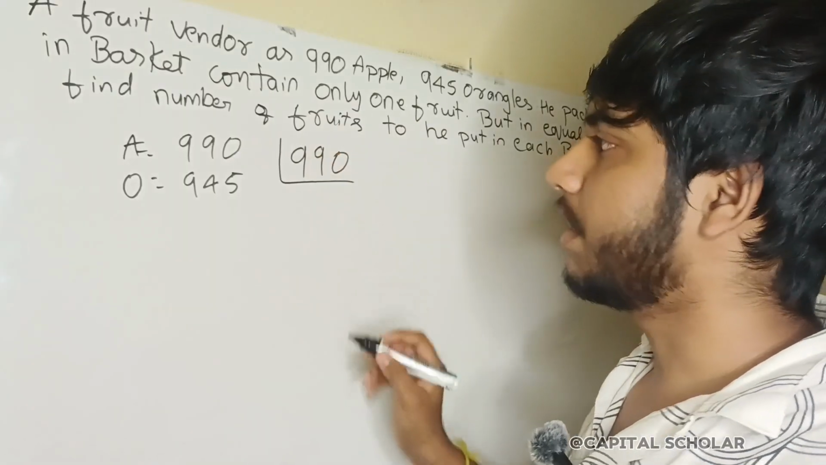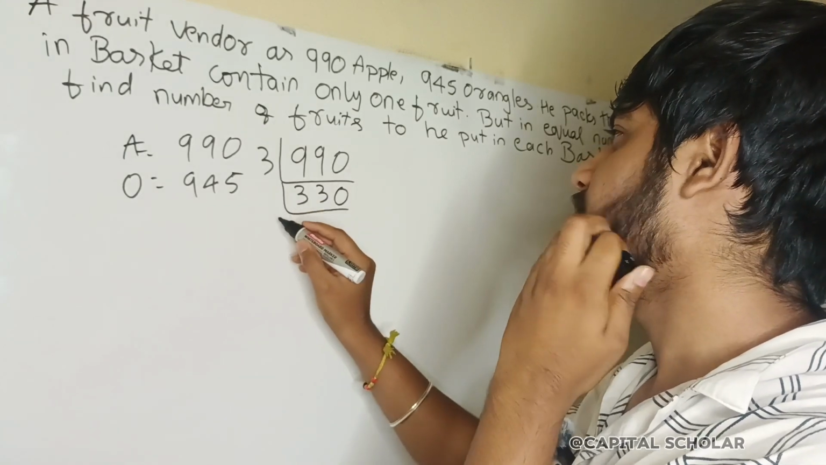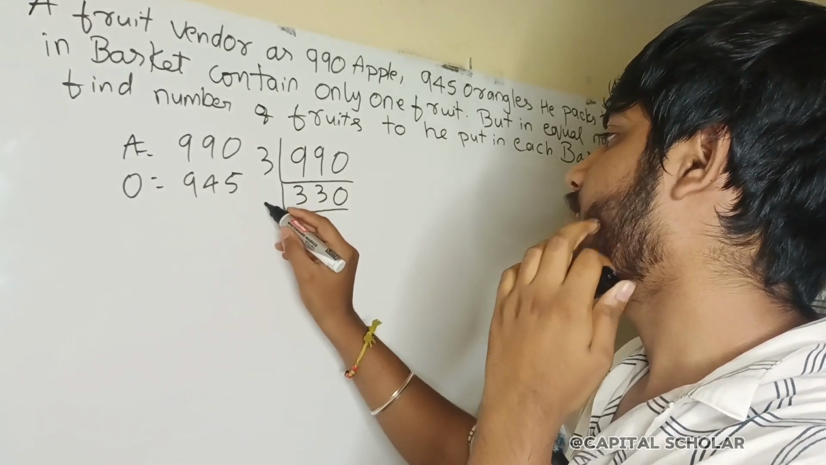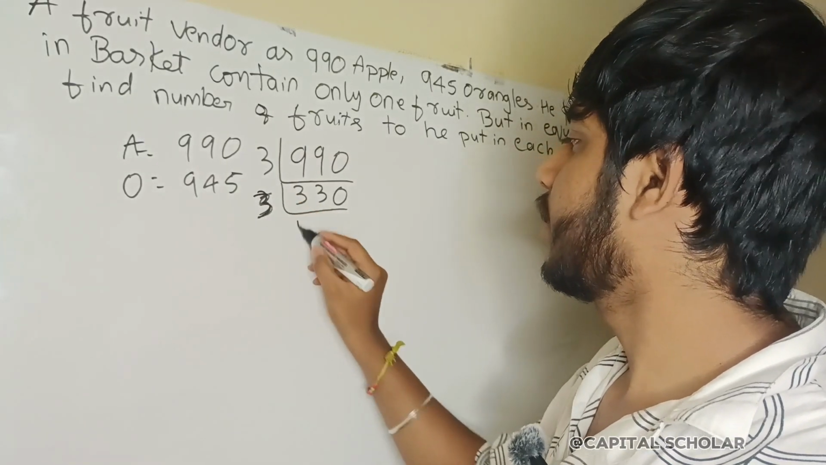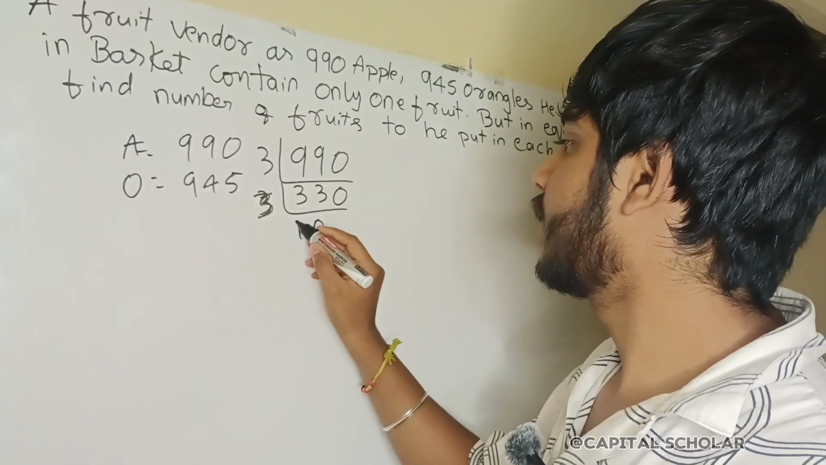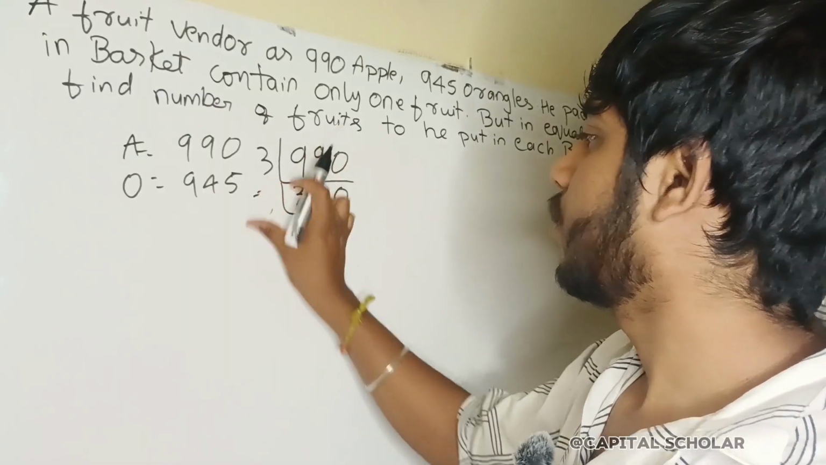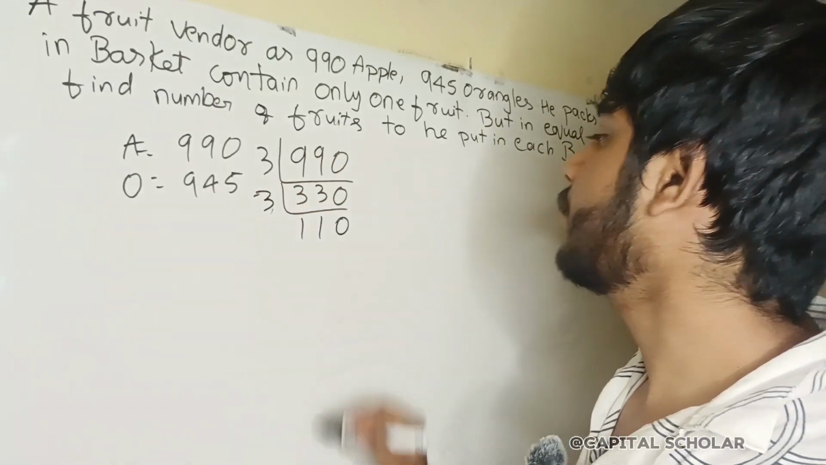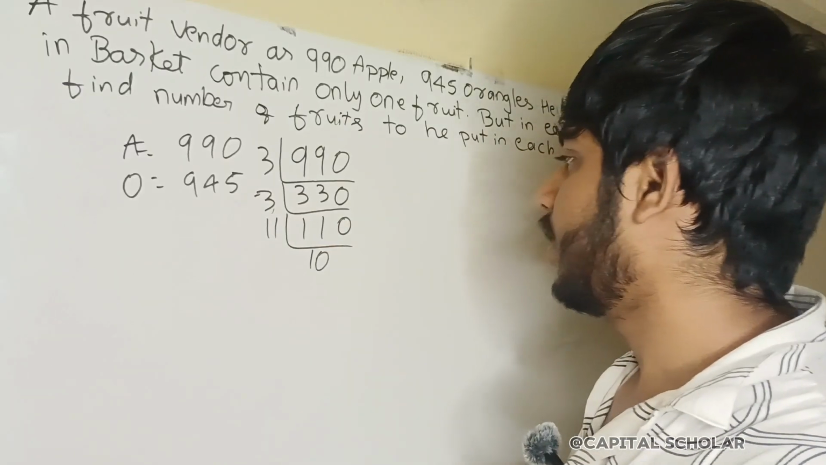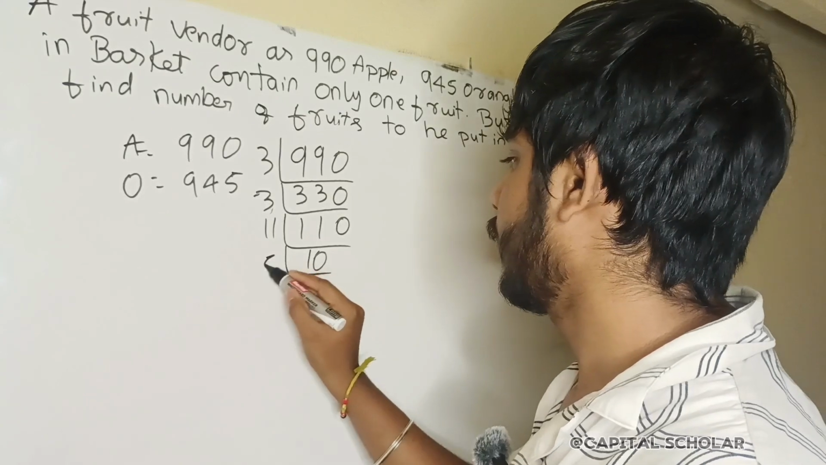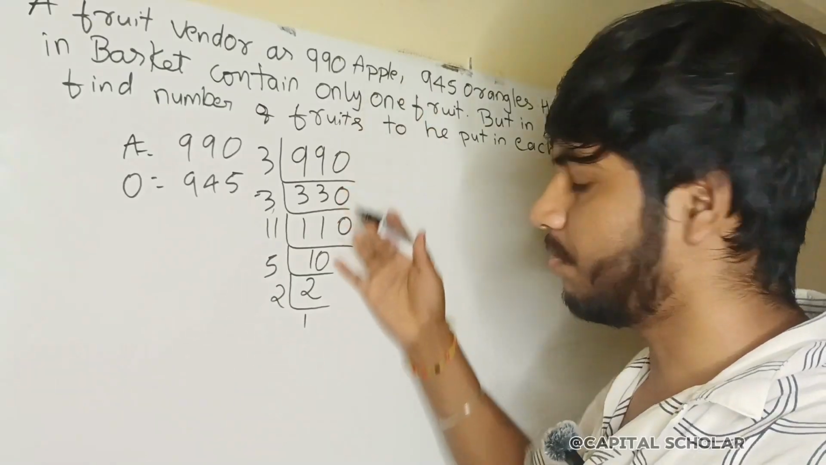Prime factorization of 990: 3 3s are 9, then 990 divided by 9 is 110. So 11 tens are 110, and 5 2s are 10. This is the prime factorization of 990.